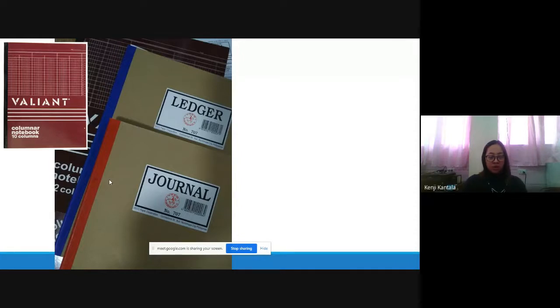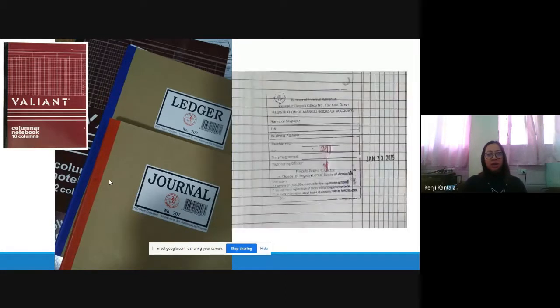So yan, bago mo gamitin, kailangan mong isubmit muna sa BIR. So kapag sinubmit natin yan sa BIR, tatatakan yan ng BIR. So we have here a sample stamp from BIR. So that shows yung signature and yung mismong stamp ng BIR. So you need to fill that up: name of taxpayer, TIN number, your business address, and yung taxable year. So this should be filed before the start of the next accounting year.